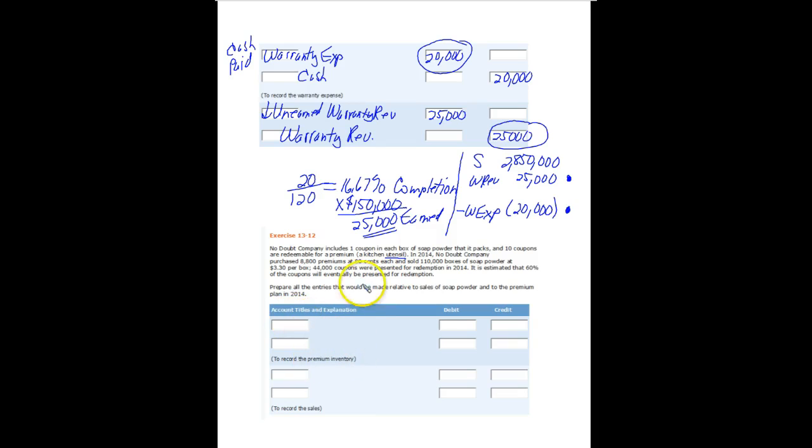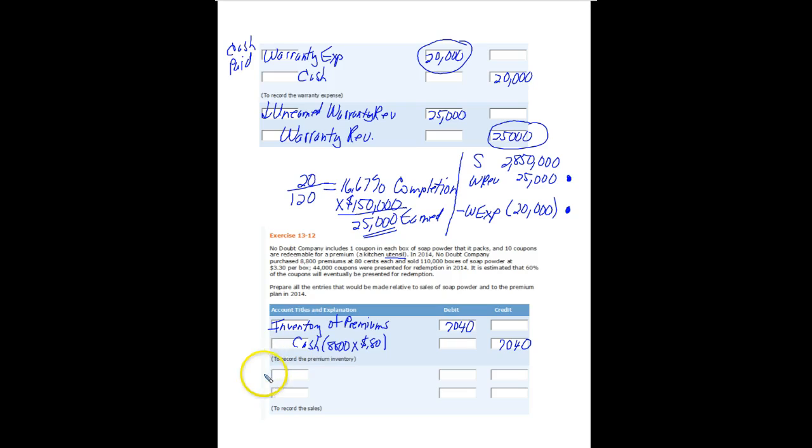First off, we want to record the purchase of these kitchen utensils. So we're going to have an inventory of premiums. Again, the premiums are the kitchen utensils. So $7,040, and then cash would be paid out. And again, that is 8,800 kitchen utensils at 80 cents each, $7,040.